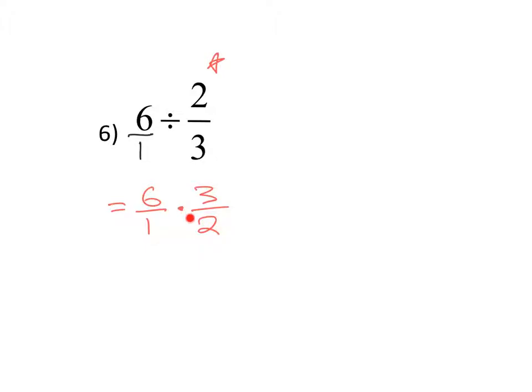Okay, let's look for reducing. 6 and 2 here can be reduced. They both divide by 2. So that's going to give me 6 divided by 2 is 3. 2 divided by 2 is 1. So I get a nice easy answer here. 3 times 3 is 9, over 1 times 1 is 1. So that's my answer is just 9.